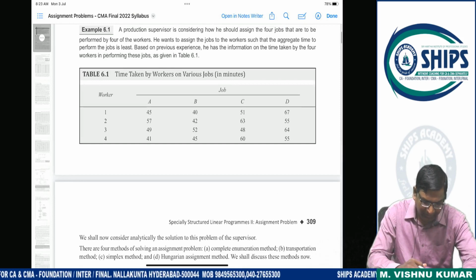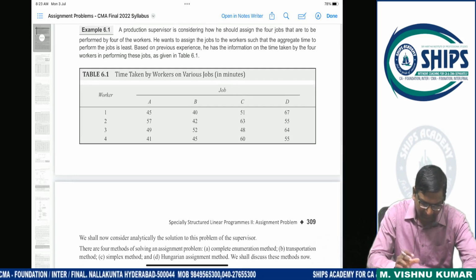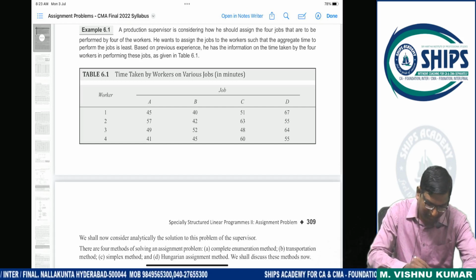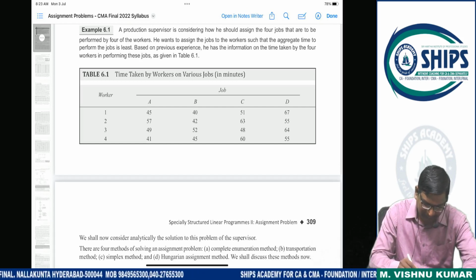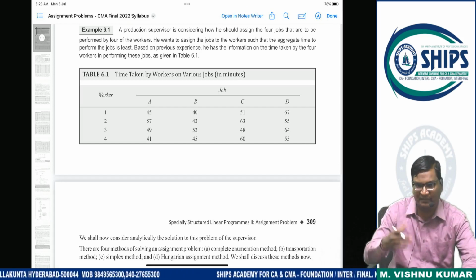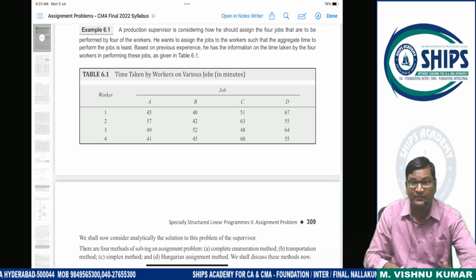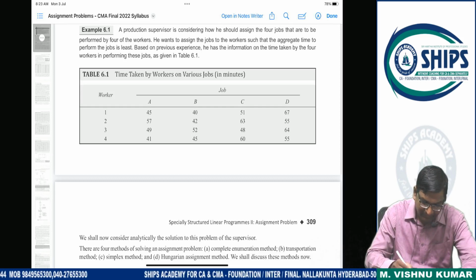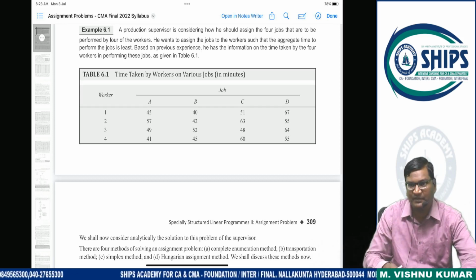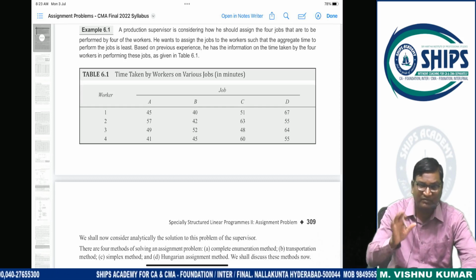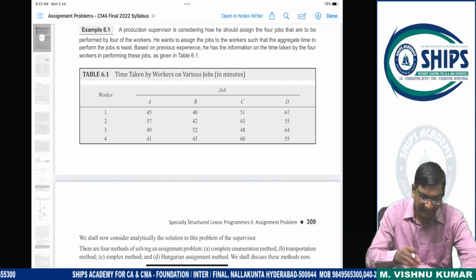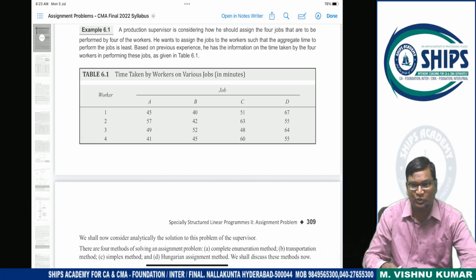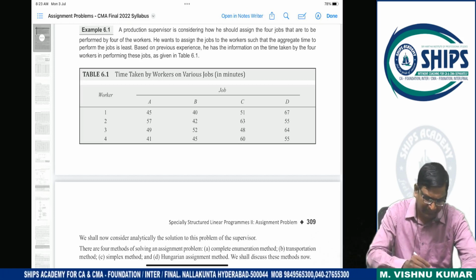So ultimately in your organization, what should be your objective? You should give the work to the worker who can do the work in an efficient way. Who can do the work efficiently means all jobs should be completed very fast, and cost should be minimum. It's very simple.